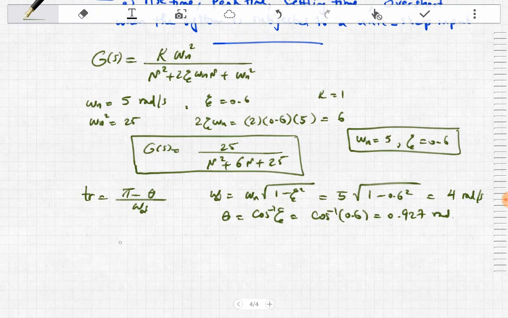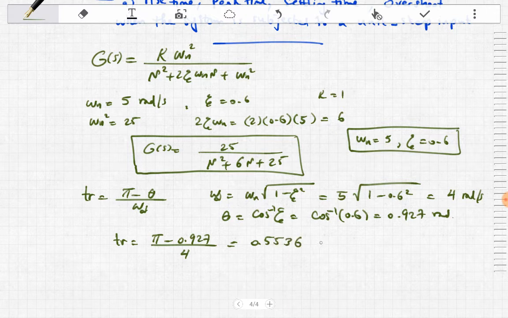So now we can find TR, right? The rise time is equal to pi minus theta, which is pi minus 0.927, over omega d, which is 4. So 0.5? 536. And the unit? Seconds. Okay. Doctor, can you tell us the precision, the decimal points? Okay, the minimum is 3 decimal digits after the point. Yeah. Okay.